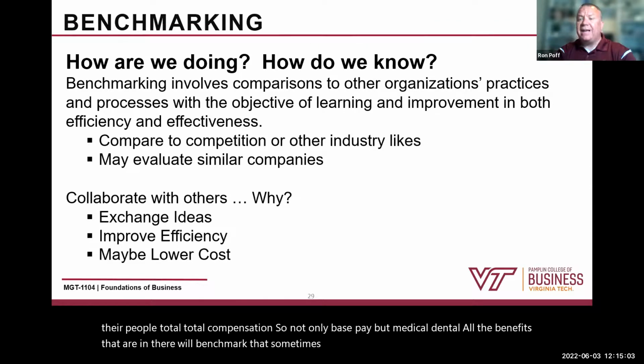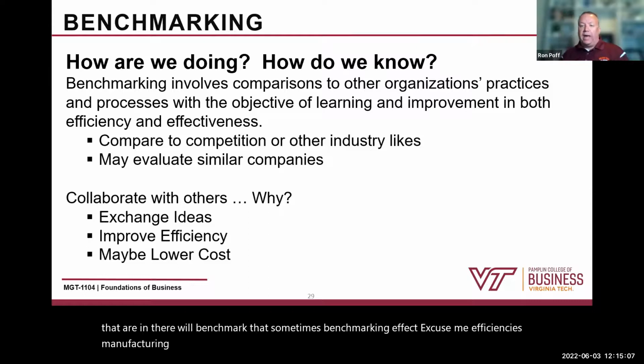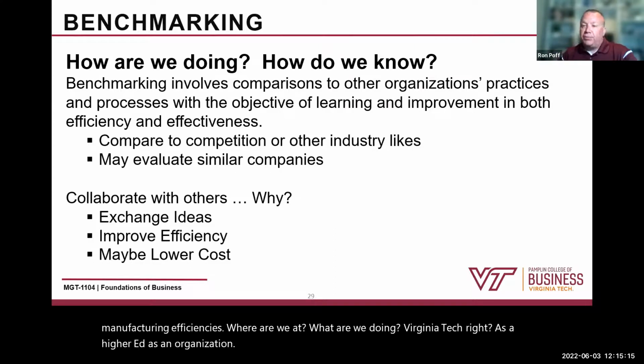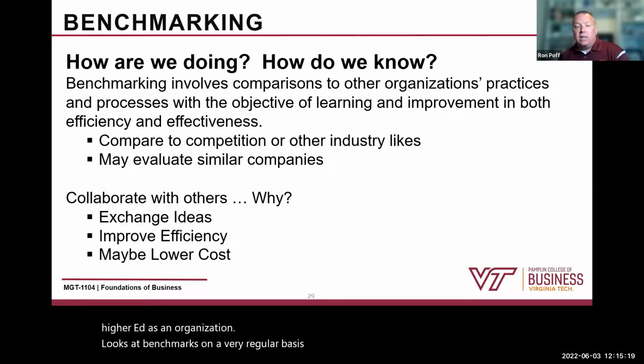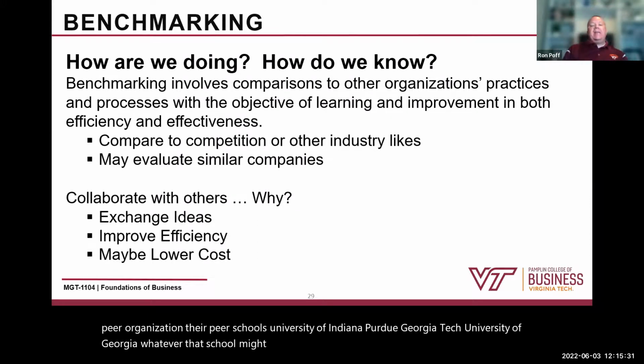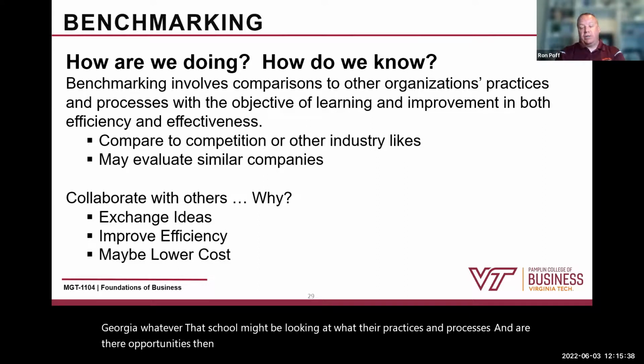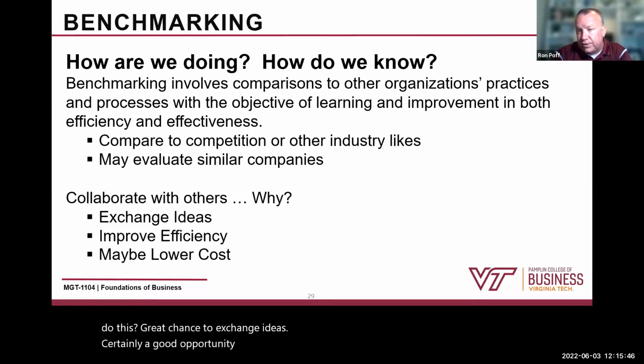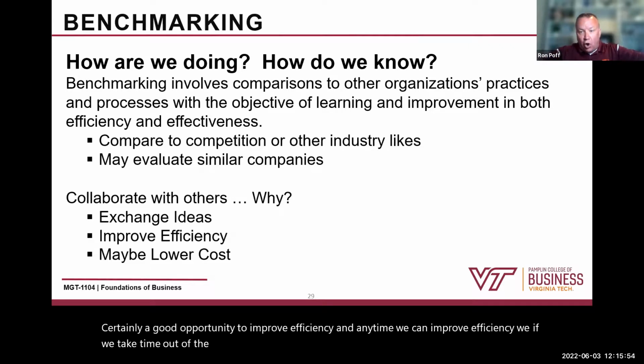Sometimes benchmarking efficiencies, manufacturing efficiencies. Where are we at? What are we doing? Virginia Tech, as a higher ed organization, looks at benchmarks on a very regular basis. Every college might benchmark their peer schools, University of Indiana, Purdue, Georgia Tech, University of Georgia, whatever that school might be, looking at what their practices and processes are, and whether there are opportunities for that organization. Why do we do this? Great chance to exchange ideas, certainly a good opportunity to improve efficiency. And anytime we can improve efficiency, if we take time out of the equation, we lower cost, all of a sudden we start to raise our profit as well, okay?